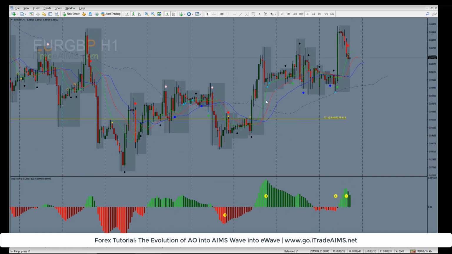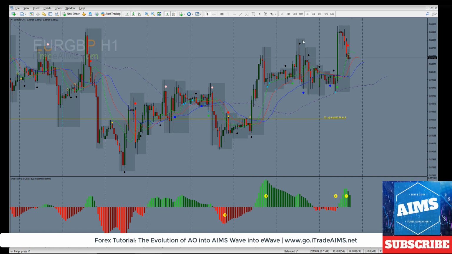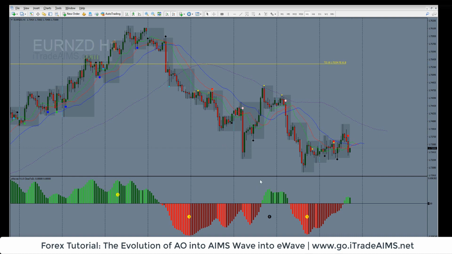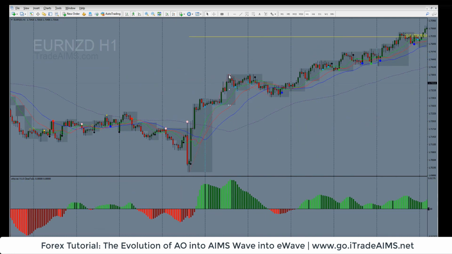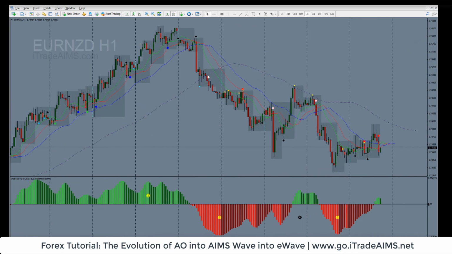So if you look at this chart, it's a messy chart. But if you look at the wave formation, it shows you a 3, a 4, and a 5. Let me delete this target zone 1. So this is a really lovely 3, 4, 5.